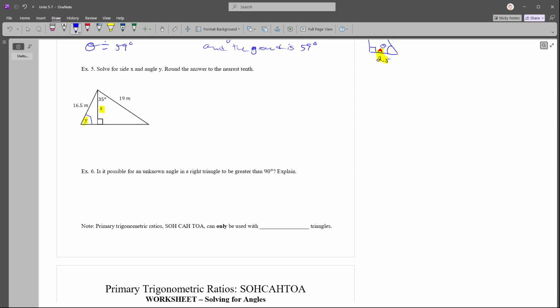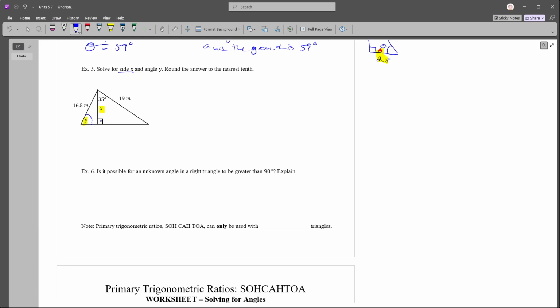Side x, and angle y. So I'd love to solve for y, except the problem is I need 2 side lengths, and I don't have 2 side lengths. However, since x is a shared side, if I calculate for x first, that means I can calculate for y. Now, since I'm solving for a side x, I don't need to do the inverse methodology. I just use a regular trig ratio.